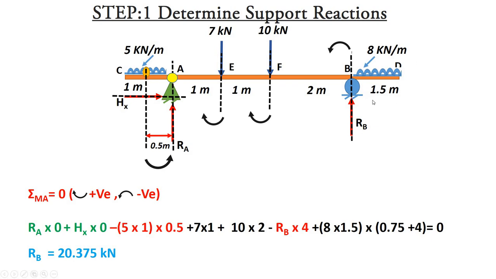Now for this UDL, what about the perpendicular distance from point A? From the CG to point A, what about the distance? The distance is 0.75 plus 4, and the nature of moment is clockwise. So 8 into 1.5, that is the total load, times 4 plus 0.75, that is the perpendicular distance from point A, and the nature of moment is clockwise, so positive, equal to 0. From this we get RB, and from the previous equation we will get RA also. So we get all three reactions.